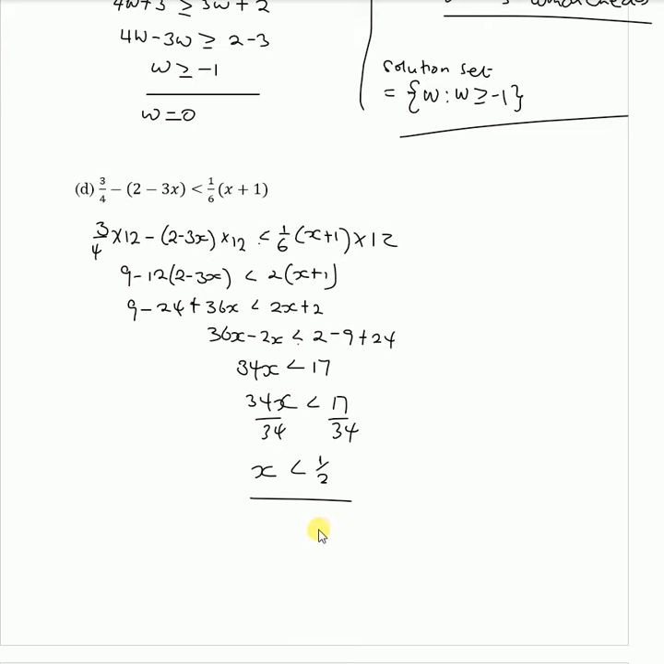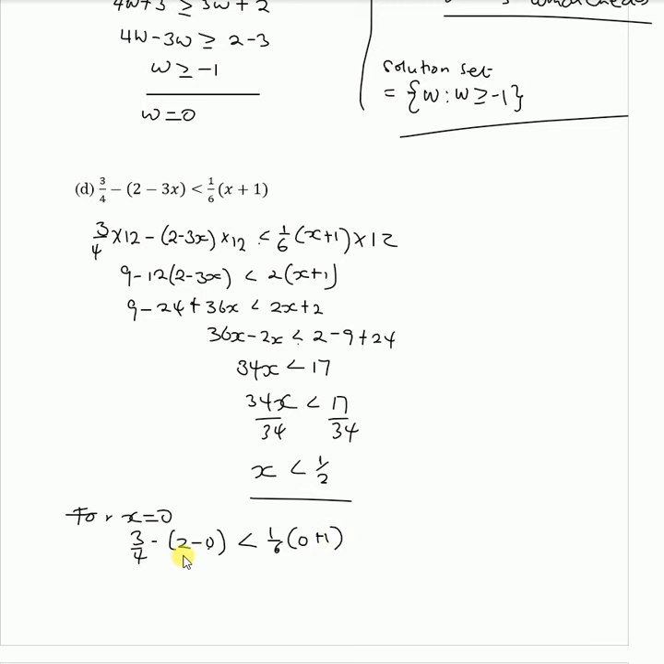Still I want to use a 0 to check the thing, because 0 is less than a half. So we have that for x equal to 0, we have 3/4 minus 2 minus 0, because when we put a 0 there, we have 3 times 0, which is 0. So that's why I'm having 2 minus 0. It is less than 1/6 into 0 plus 1.